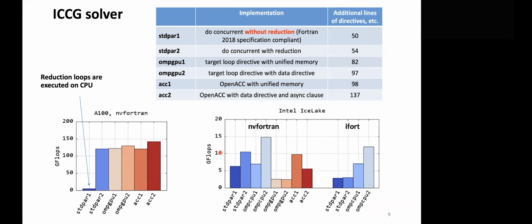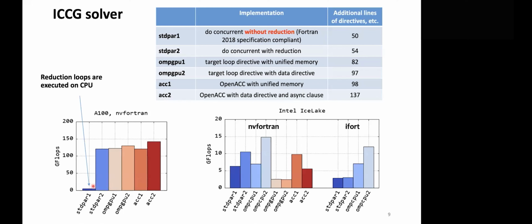So this is the result of the ICCG solver. The left graph shows flops using one A100 GPU, and the right graph shows the flops using a single Ice Lake socket. The Ice Lake results are further divided into 2 cases. The left is nvfortran, and the right is iFort results. The table above shows the implementation and the number of lines corresponding to each bar in this graph.